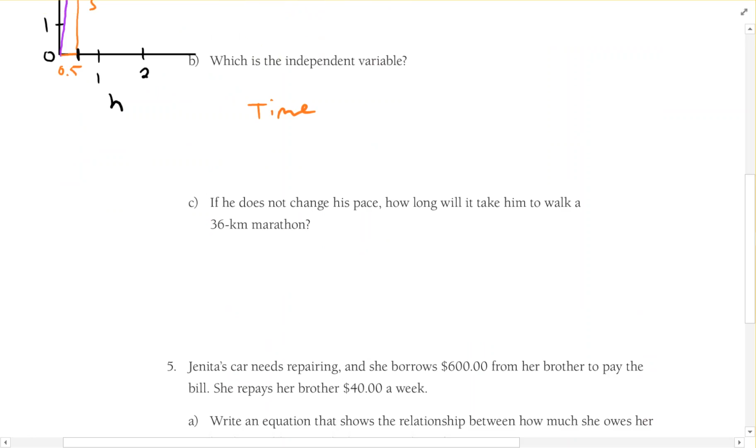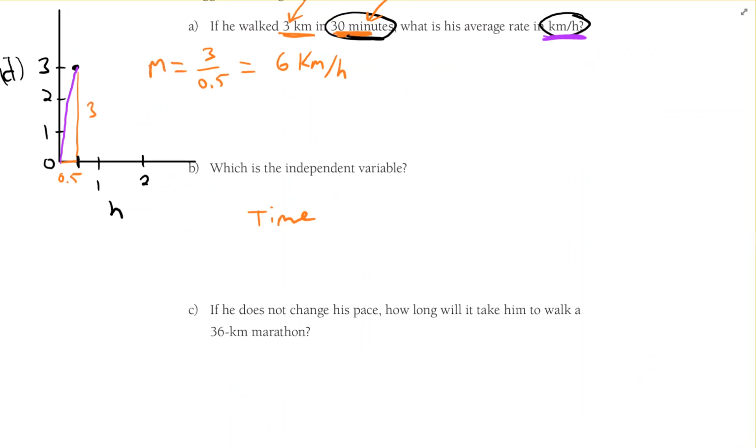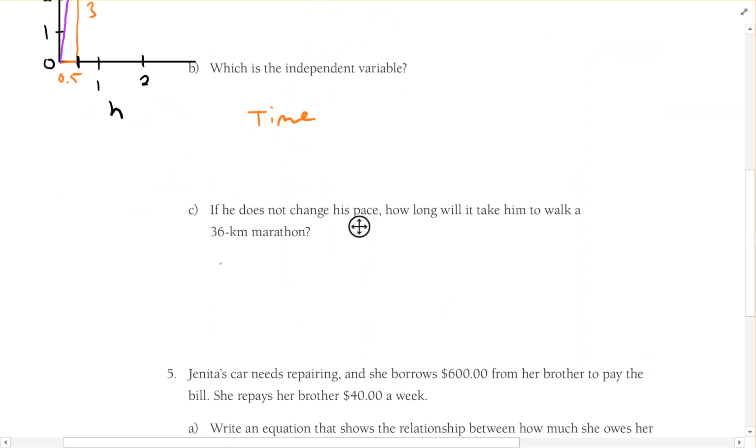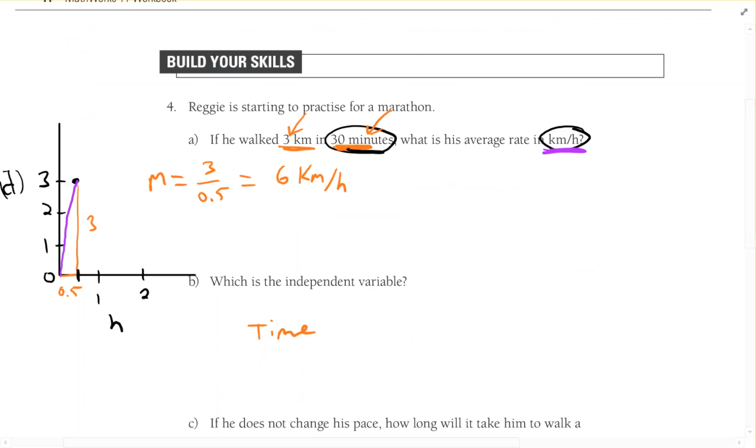If he does not change his pace, how long will it take him to walk a 36-kilometer marathon? Okay, so we know that m is equal to rise over run, right? In this case, we know m. We just figured it out. It's 6. So I'm just going to write it over here. This is 6 kilometers per hour is equal to, well, so remember that this slope would keep on going even up here. So if we had this as our slope, it would keep on going at this pace, right?